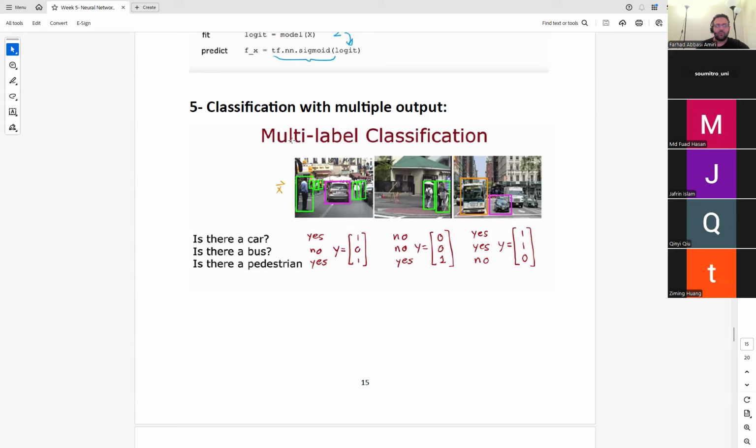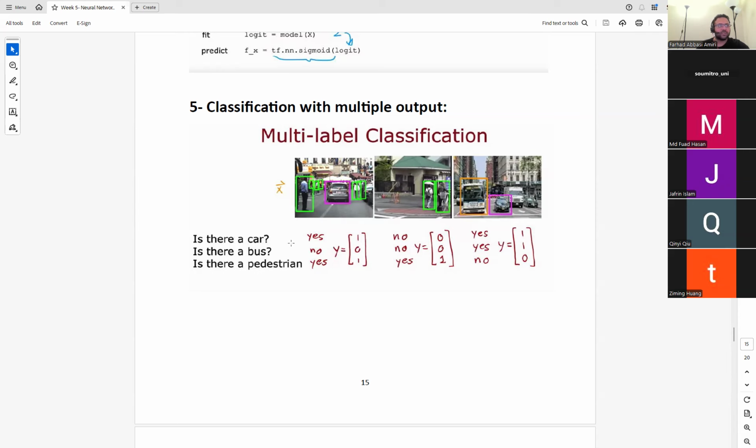But for multi-label classification, if you give this image, the first image, to your model, it gives you this output with three labels. It's not just about cat or not cat, or a car or not car. It gives you three answers with just one output. It means we have three labels with just one output.